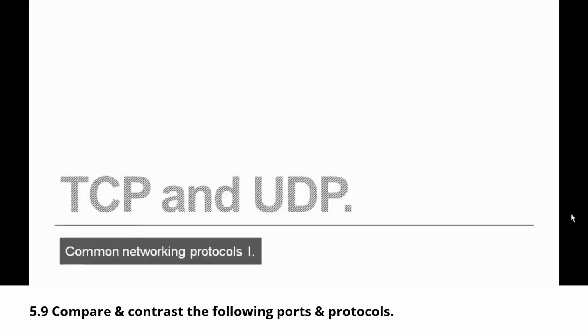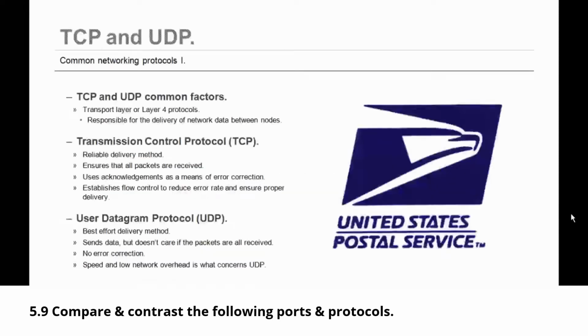Let's begin with a brief overview of TCP and UDP. Both Transmission Control Protocol and User Datagram Protocol are transport layer, or layer 4, protocols. They're both responsible for the delivery of network data between nodes. While they are both layer 4 protocols, they do have some differences.